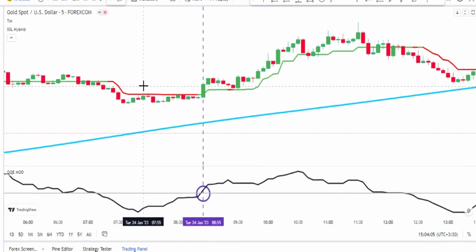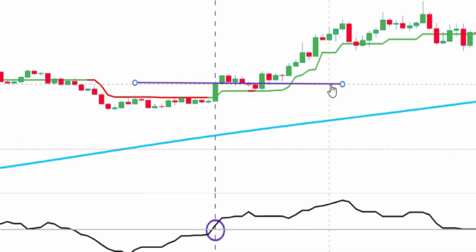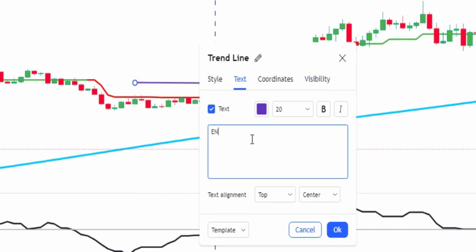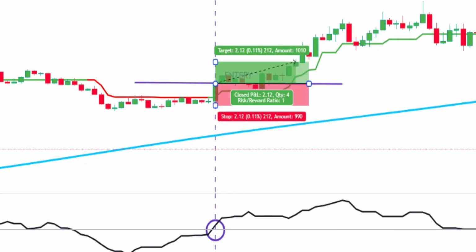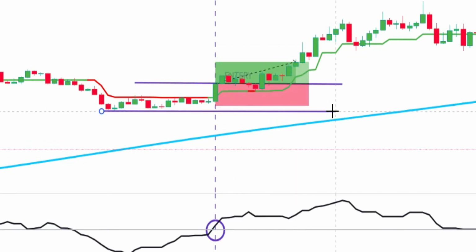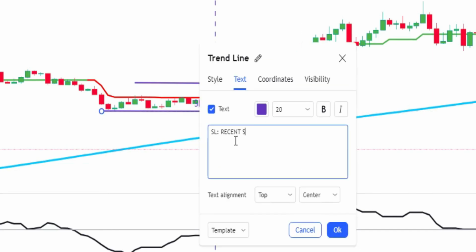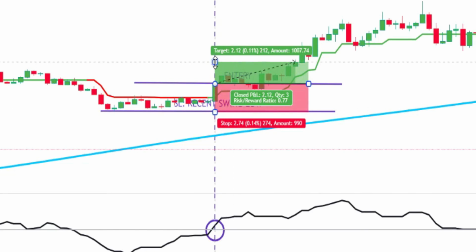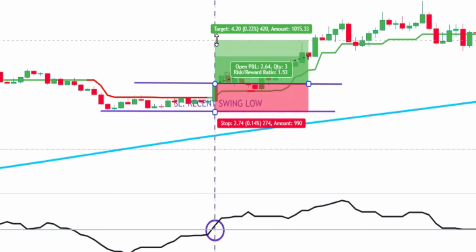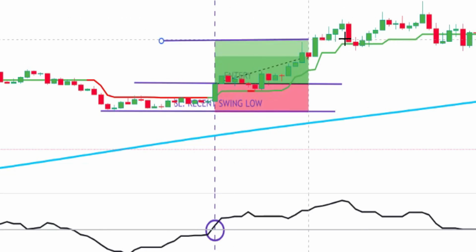Now when all these conditions are met, we can enter into a buy trade in the close of the trigger candlestick. Then place the buy stop loss below the last swing of the market. And consider the target as 1.5 times greater than the stop loss.